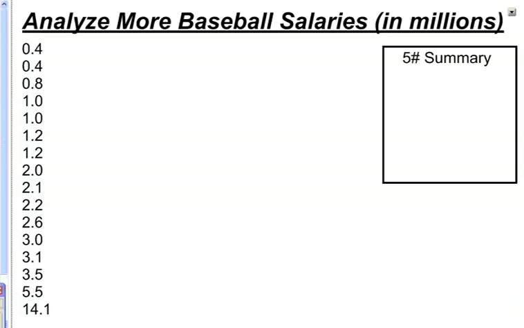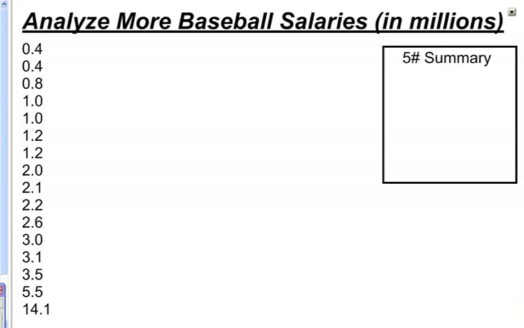And what we're going to do is we're just going to analyze the data. We're going to try to find the 5-number summary and maybe piece together a box plot for this information. So if you remember correctly, to find the 5-number summary, we could write down the minimum and maximum right now. That's 0.4 and 14.1, but I'm going to focus on finding the median. That's kind of the starting point.